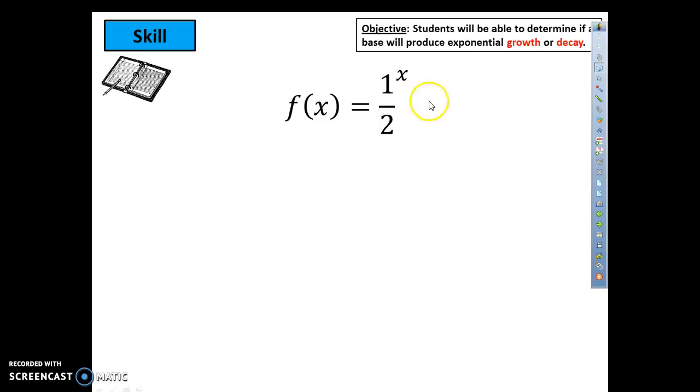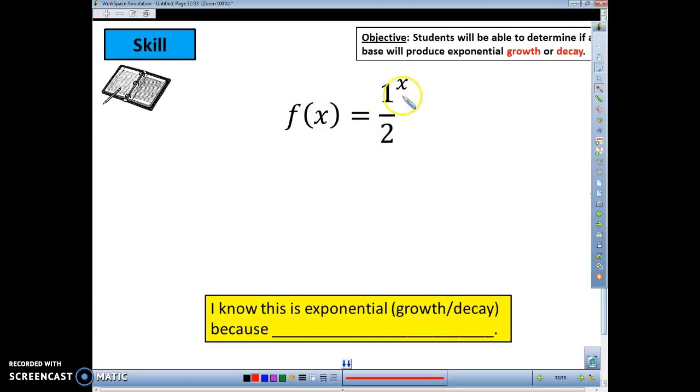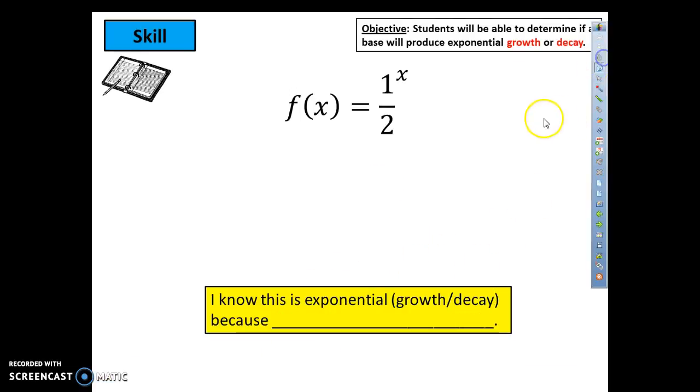And here we have this example. F of x equals 1/2 to the power of x. Well, my b value is 1/2, and 1/2 lives between 0 and 1. So this is exponential decay because 1/2 is between 0 and 1. So notice I use different formats for responding. You can do the same.